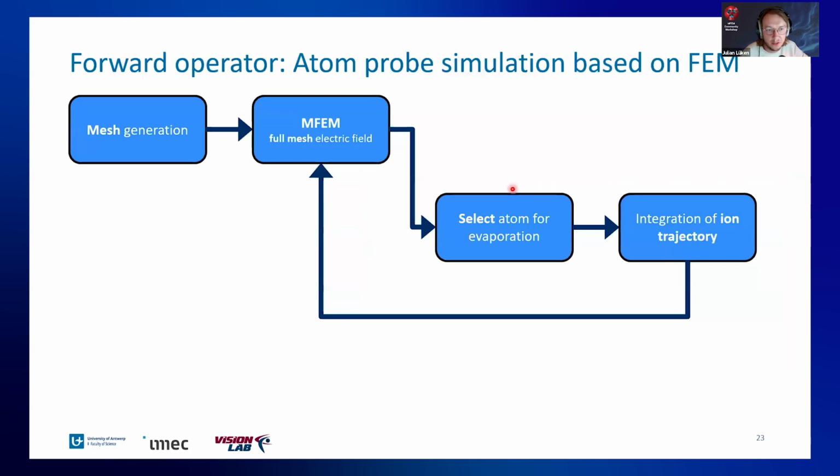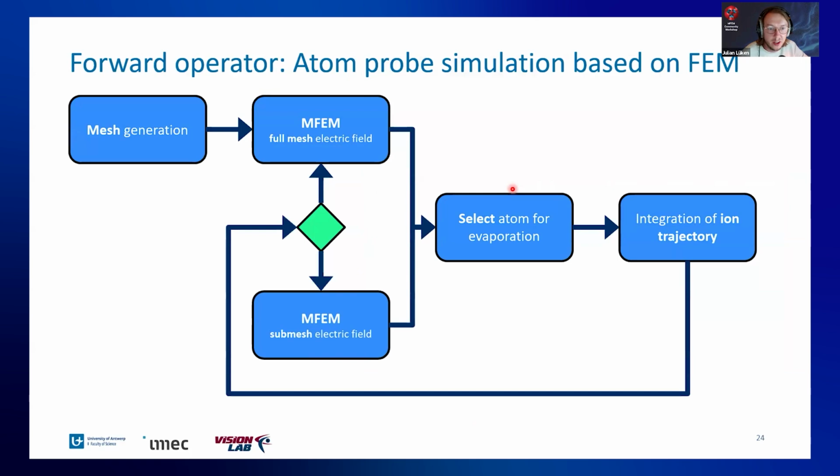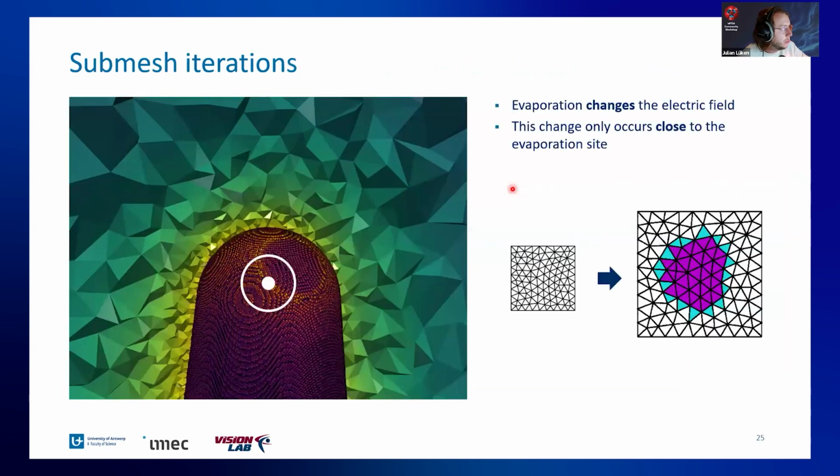We have now covered in short all of the steps performed in this diagram, but to accelerate things, we can use submeshes in the following iterations. We can do this because the evaporation changes the electric field, but this change only occurs close to the evaporation sites. So to accelerate our simulation, we can generate a submesh using a neighborhood of the evaporated atom, transfer the potential from the last iteration from the parent mesh onto the submesh, tag the boundary of the submesh as Dirichlet, solve the electric potential on the submesh, and transfer the submesh potential back onto the parent mesh, which is where we then solve the electric field.